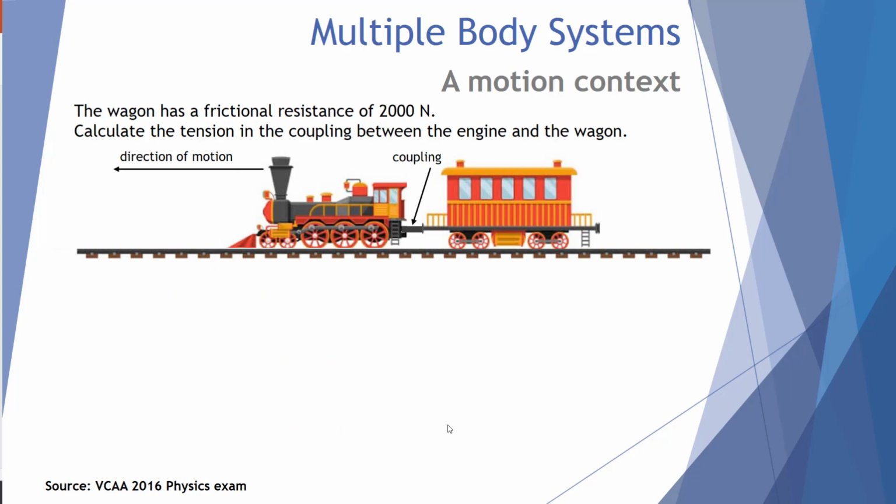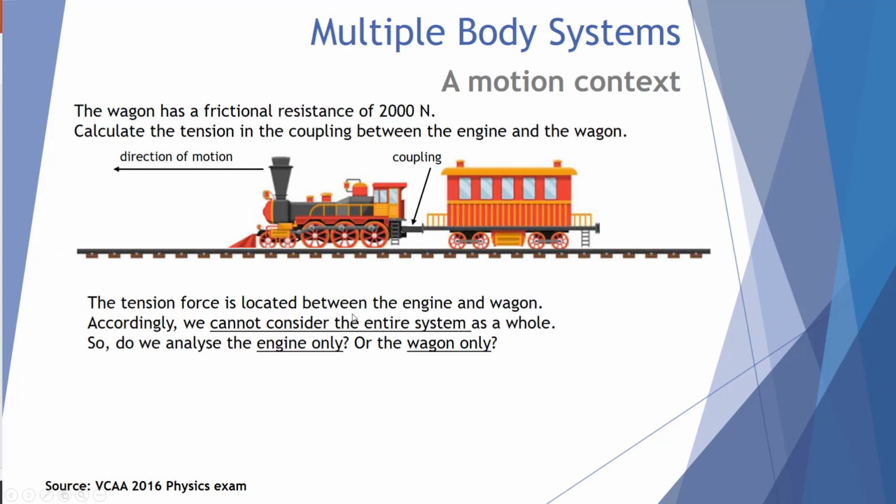The wagon has a frictional resistance of 2,000 newtons, and we're asked to calculate the tension of the coupling between the engine and the wagon. So here we have our engine, our wagon, and we have a coupling. We want to work out the tension. Now, first of all, the tension is between the two. As a result, we can't consider the whole system. We just can't use F equals ma for the whole combination of this system.